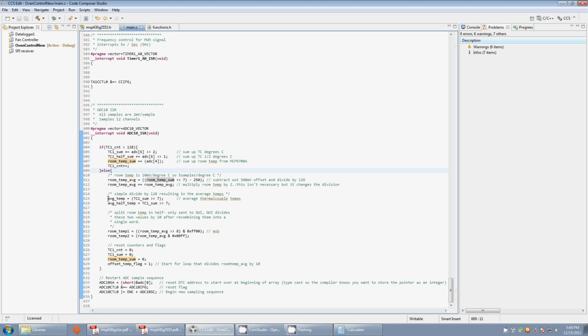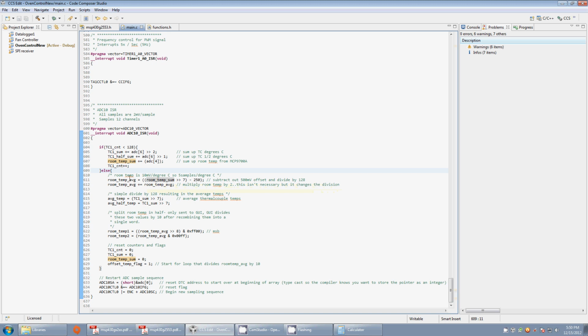And really that was for the thermocouple. This didn't work out quite so nice. I really needed to divide by 10, but we'll get to that in a minute. So I divide by 128 by shifting to the right 7 times, and then here we subtract off the offset. So remember, we talked about that. Subtract off a half volt, which is 250 samples.